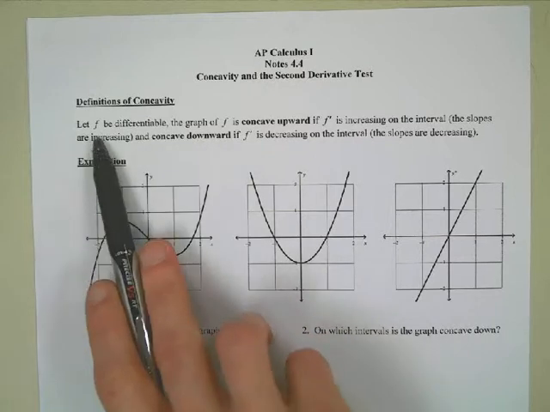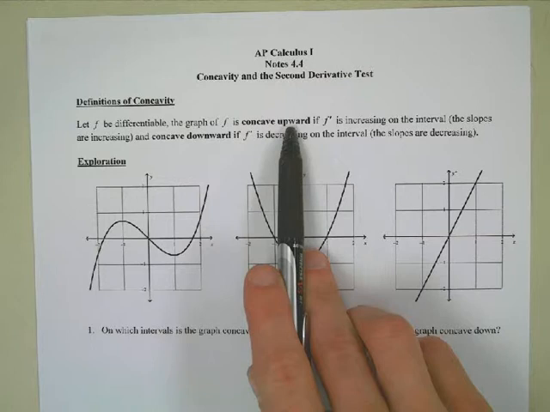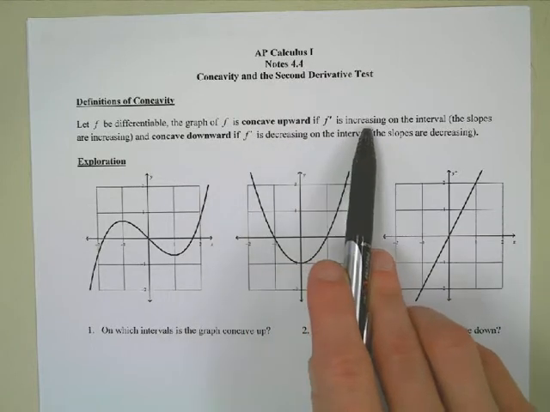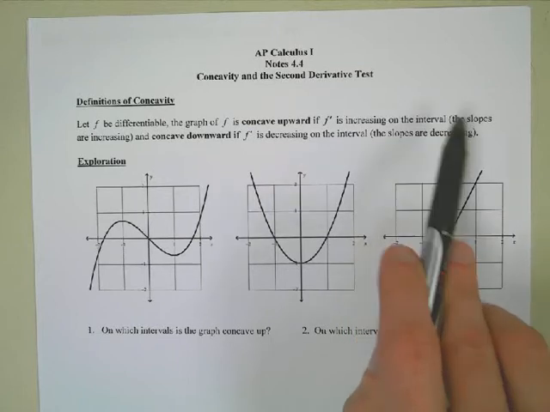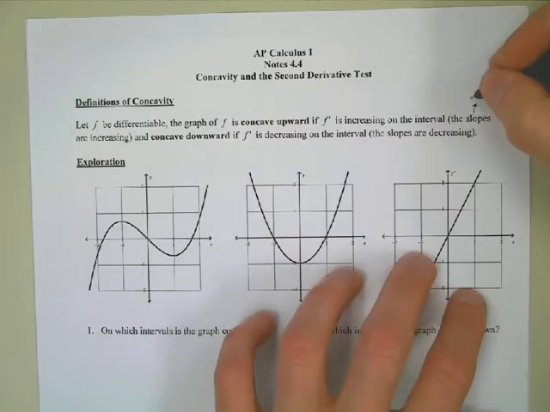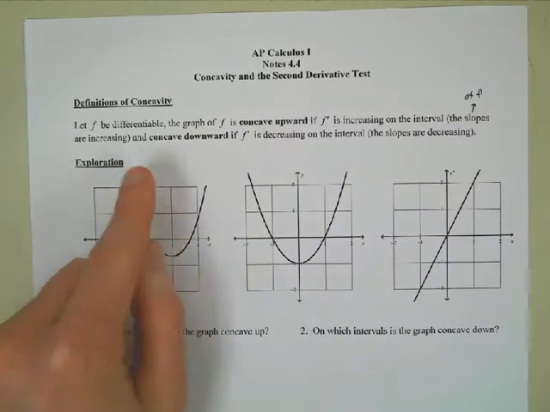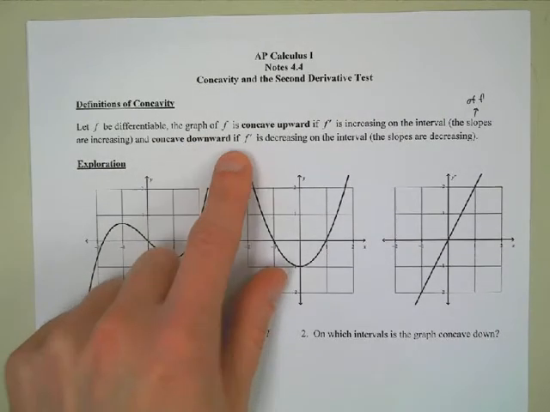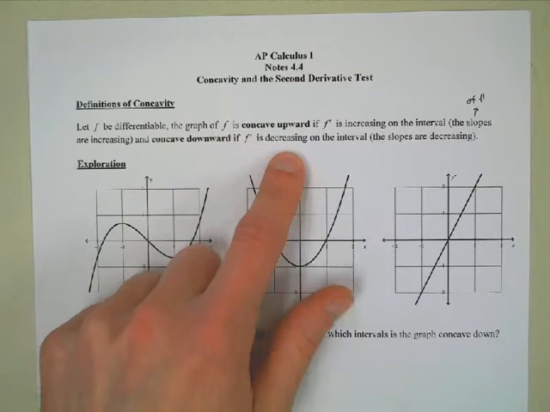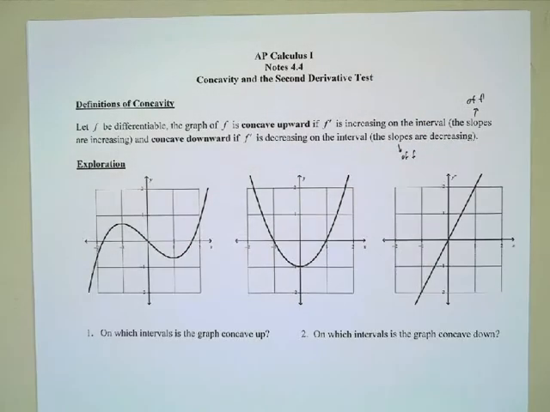So let f be differentiable. The graph of f is concave upward if f prime is increasing on the interval, okay? So that means, in other words, the slopes of f are increasing. And we say f is concave downward if f prime is decreasing on the interval. That is, the slopes of f are decreasing.